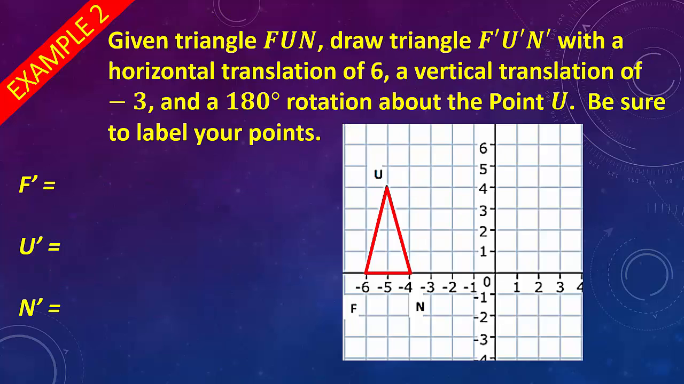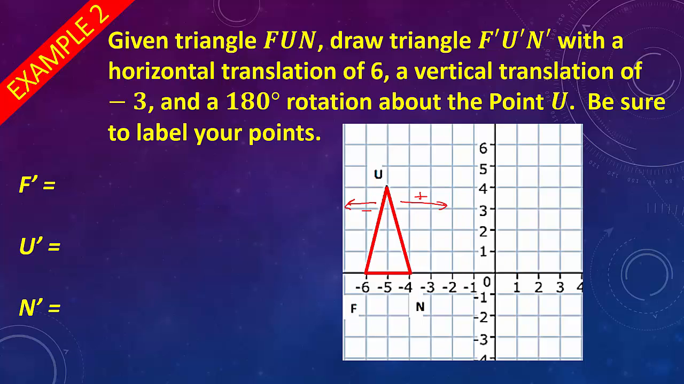All right, example 2. We're given triangle FUN. Draw triangle F prime U prime N prime with a horizontal translation of 6. If they just say horizontal and then give you a number, horizontal could be either left or right. That's going to depend on whether it's a positive number or a negative number. If they don't tell you left or right and they only tell you horizontal, positive numbers go to the right, negative numbers go to the left.